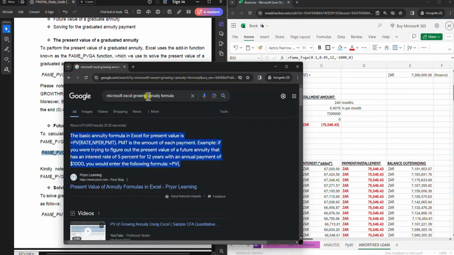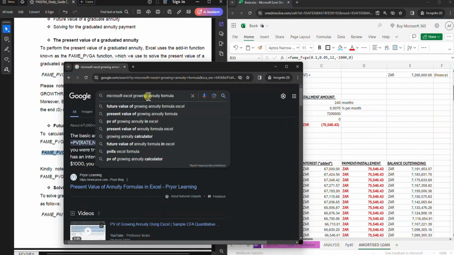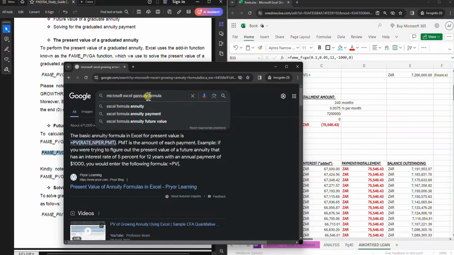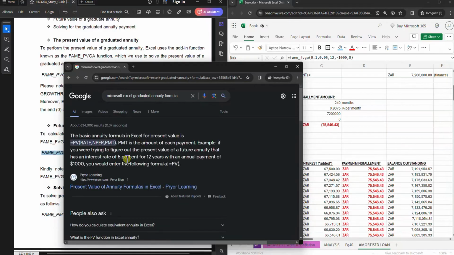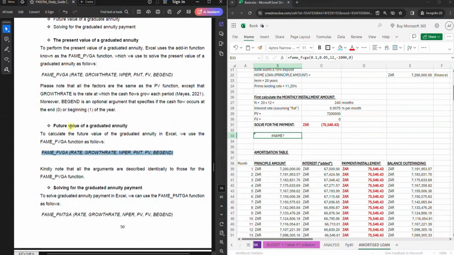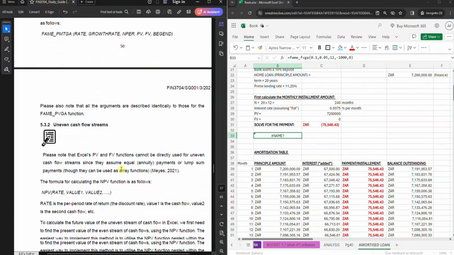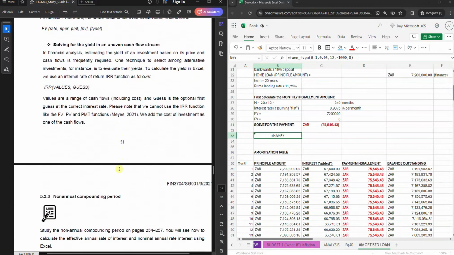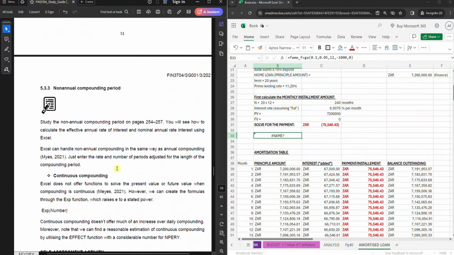So it's just a growing annuity. Or let's type the word graduated. Let's see if graduated annuity comes out. See, also nothing. All right. Yeah, so I'm a little bit confused when it comes to this section here in the study guide from UNISA. You're going to have to just check with them to see what they are referring to there.